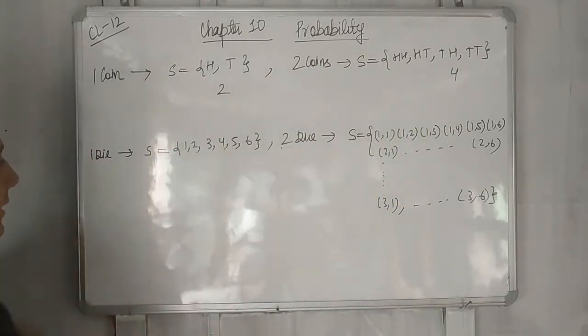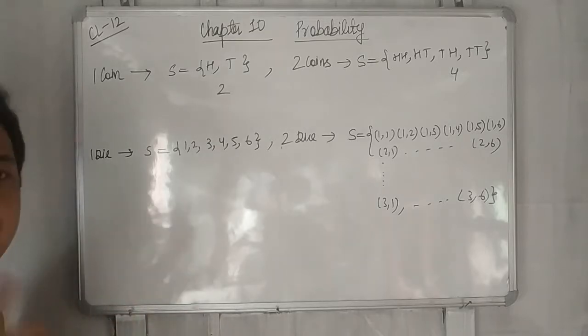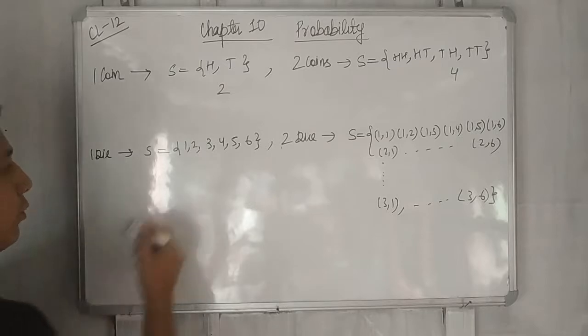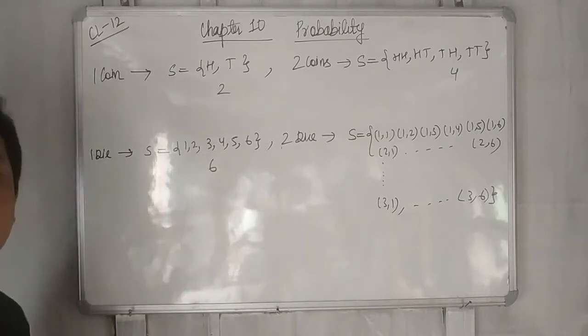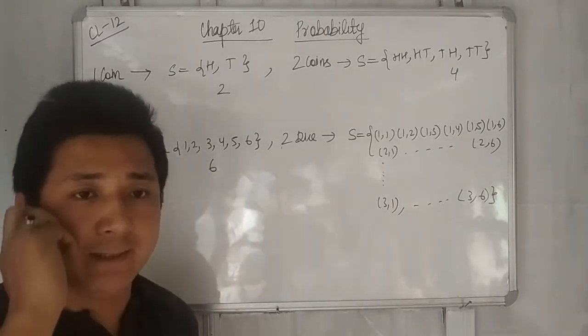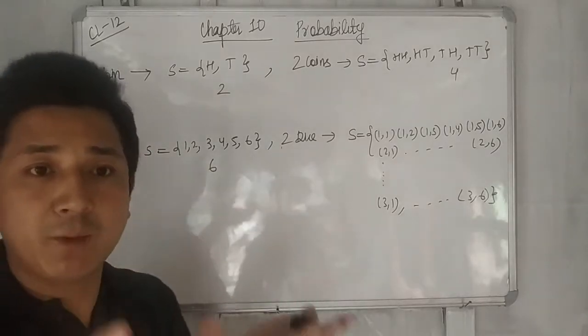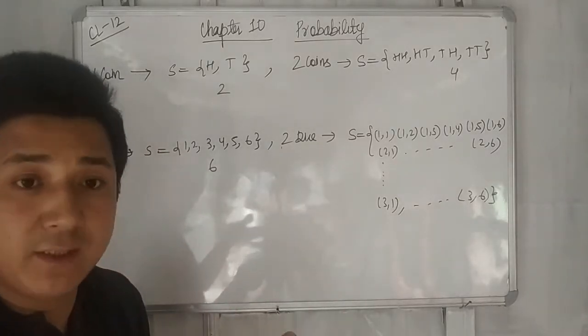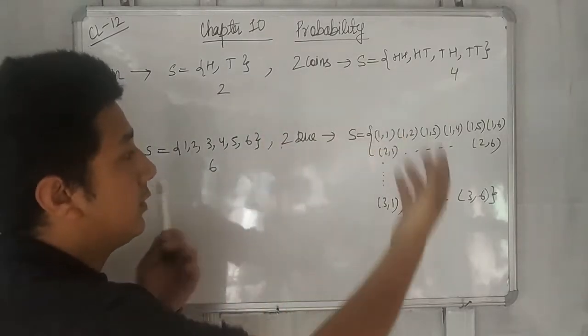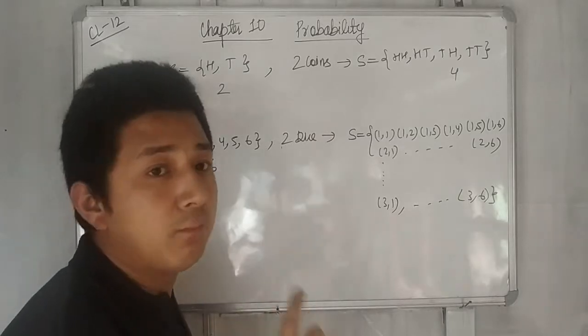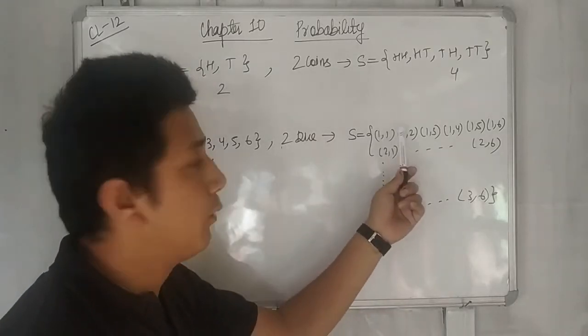Now let's come to dice. When I'm rolling one die, then the sample space is 1, 2, 3, 4, 5, 6. There will be a total of 6 outcomes. And when I'm rolling 2 dice at a time, then there will be a total of 36 outcomes. Let us see how. I'm talking about 2 dice. A die has 6 faces. So the sample space, the outcomes, will be in the form of pairs. 1, 1, 1, 2.